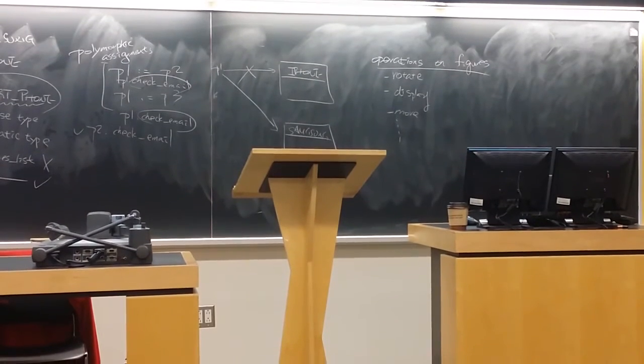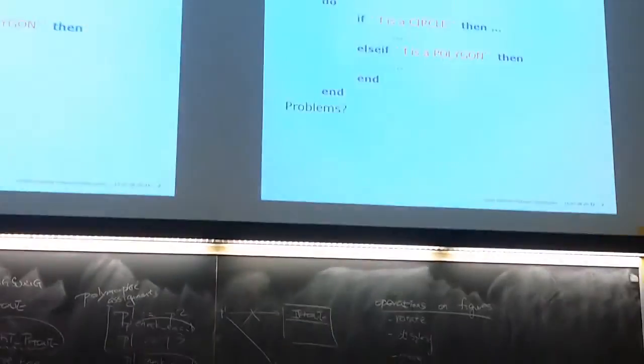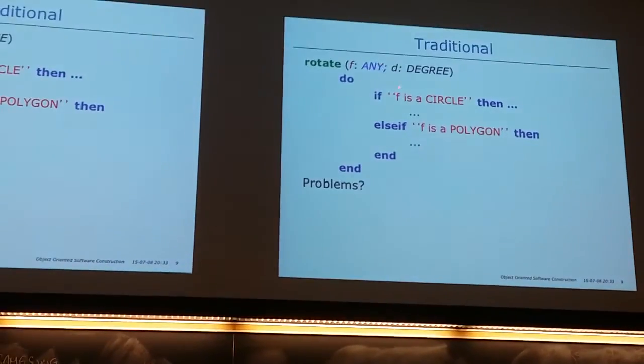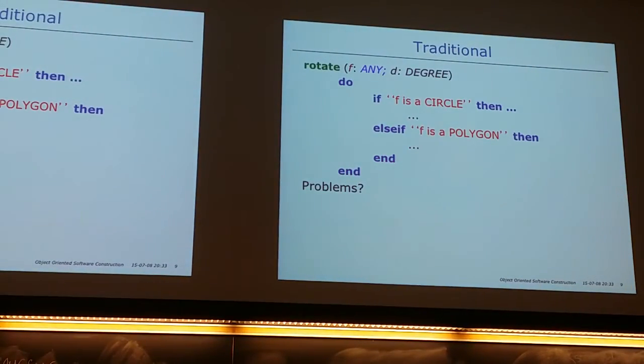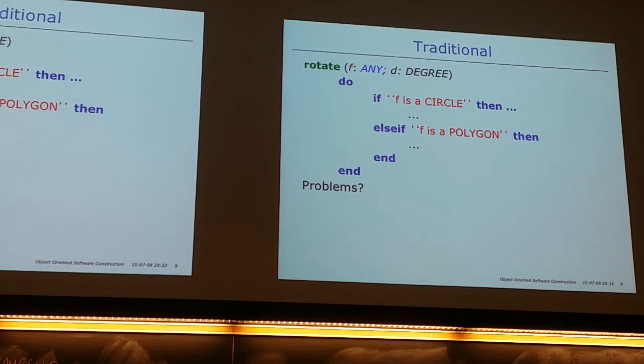Let's say for the rotate feature, we're implementing this way. Because f is the most generic type we can instantiate, is simply any, we have to check if the figure is actually a circle, then we will rotate this way. If it is a polygon, then we'll rotate this way, depending on what shape it is. What could be the potential problem for this?